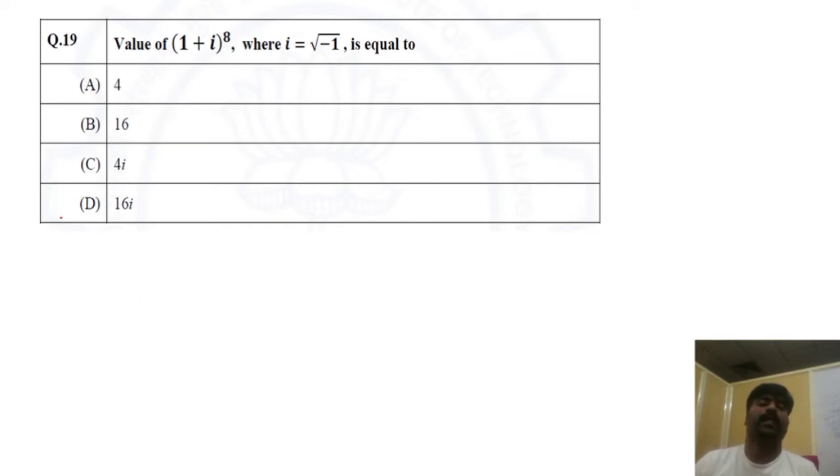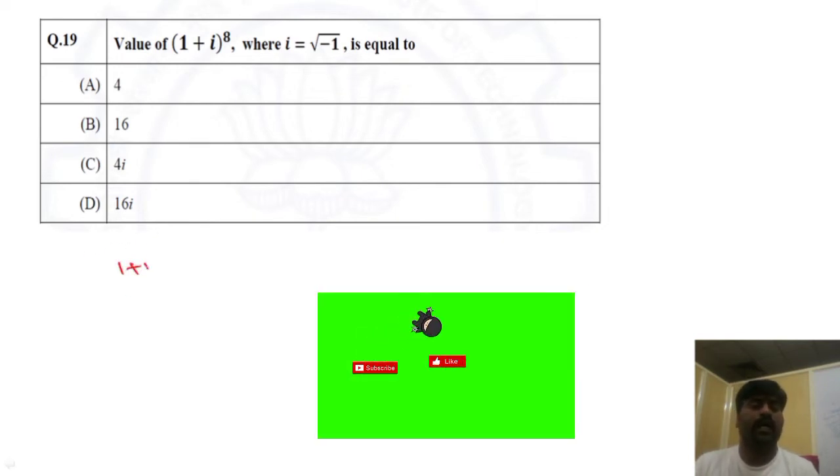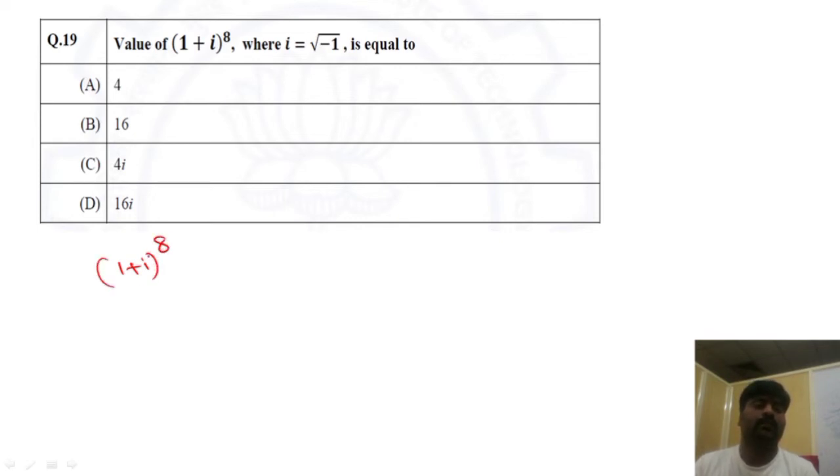The value of (1 plus i) whole power 8, where i equals root minus 1. This is a complex question. Here the given complex number is (1 plus i) whole power 8. To find powers like 8, 10, more than 2, we go by the modulus amplitude form of a complex number, z power n. So we can write z in modulus amplitude form as r into e power i theta.